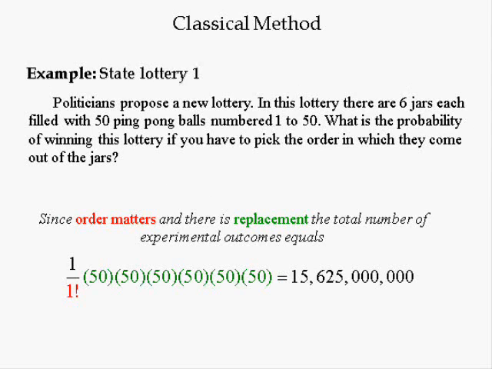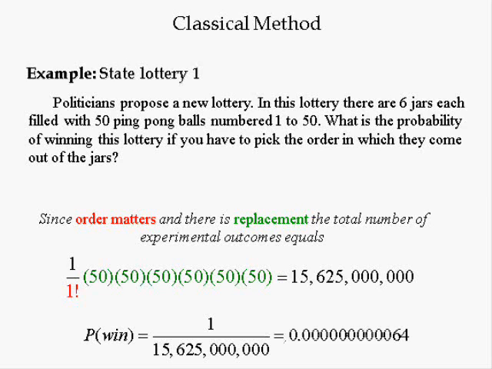In the state lottery example, there are 6 jars, each of which is filled with 50 ping pong balls numbered 1 to 50. What is the probability of winning this lottery if you have one ticket and must pick the order in which the balls come out of the jars? Recall that there were 15.625 billion distinct tickets in this lottery. The probability of winning this lottery with one ticket, if no duplicate tickets were printed, would be 1 divided by 15.625 billion, or 0.00000000064.